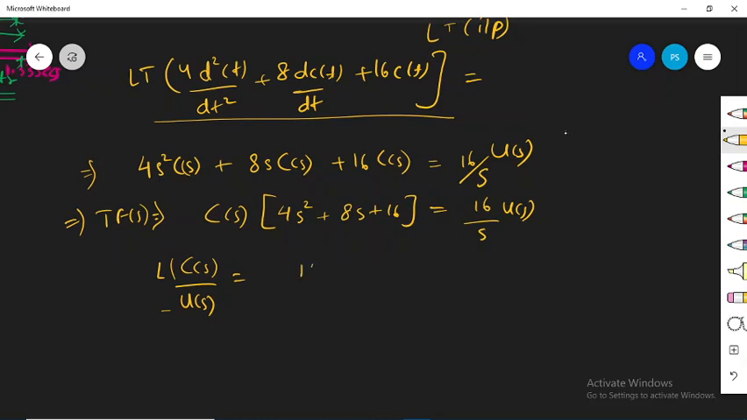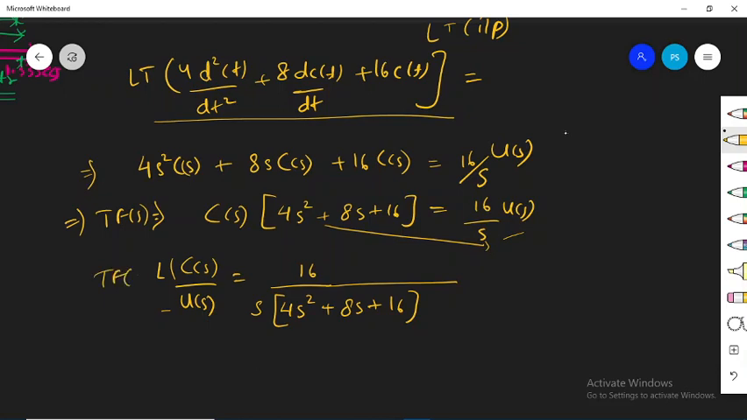This is going to be equal to 16 divided by s. Okay, 16 by s already over here. You can take this over here in the denominator. So it will become 4s square plus 8s plus 16. So this is the transfer function that you are getting for the second order system.